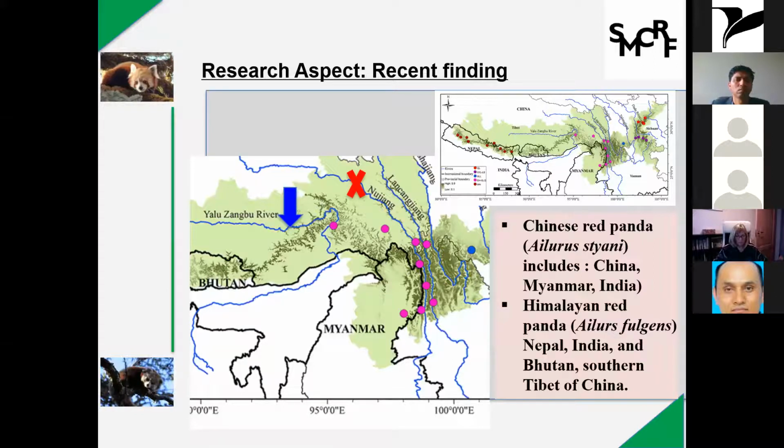there are two distinct species of red panda, and we name them Chinese red panda, Ailurus styani, which is distributed in China, Myanmar, and India, and Himalayan red panda, Ailurus fulgens, which is distributed in Nepal, India, and Bhutan, and south of Tibet. Previously, the Lujian River was considered a biological barrier. Now, the Yarlung Tsangpo River, which is the origin of the Brahmaputra River, is considered the biological barrier for these two distinct species.